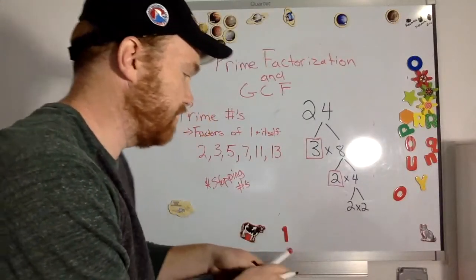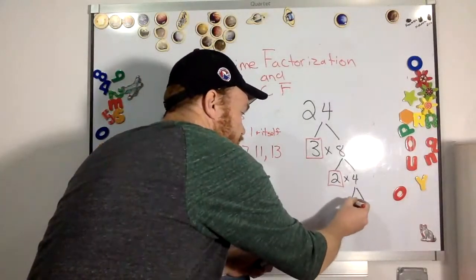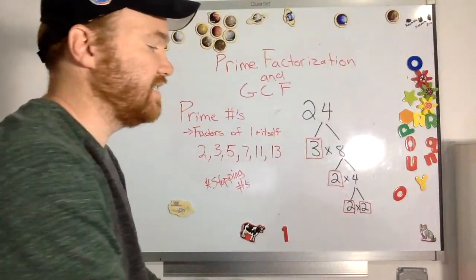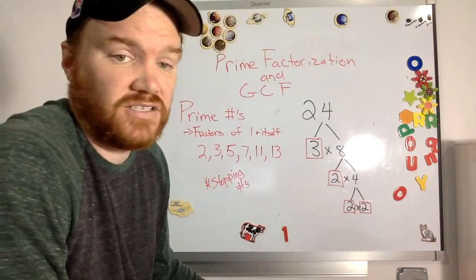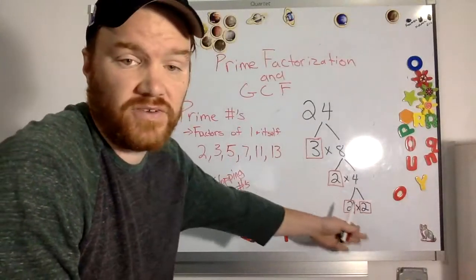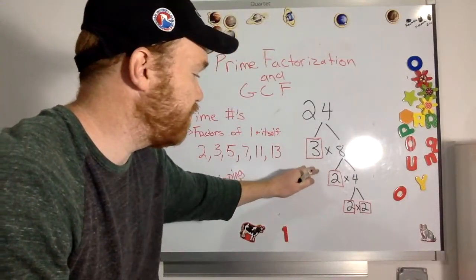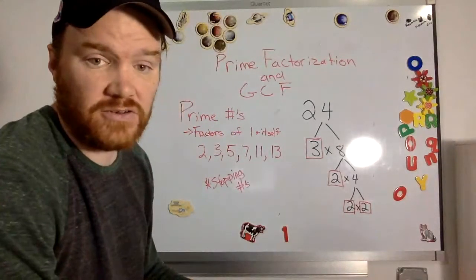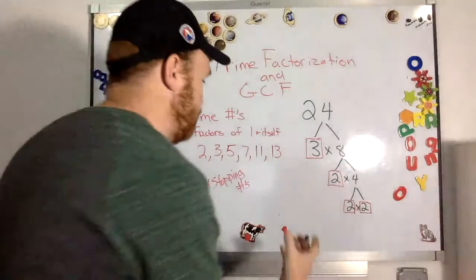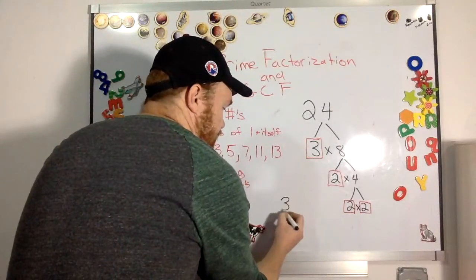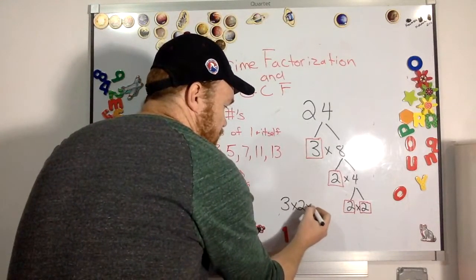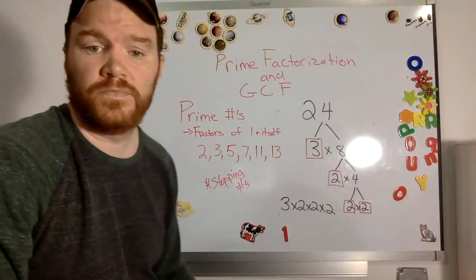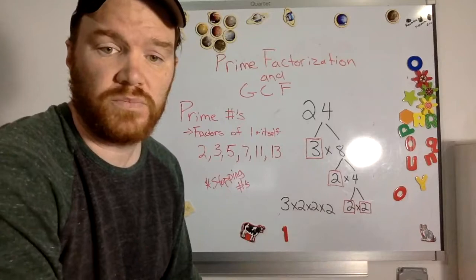Both of these are stopping numbers. Both of these are prime. So I stop with them. Now I have nothing else to break down because I've stopped at everything else. So now I have 3, 2, 2, and 2. Okay, so my prime factorization of 24 is 3 times 2 times 2 times 2. Okay, so there's prime factorization.